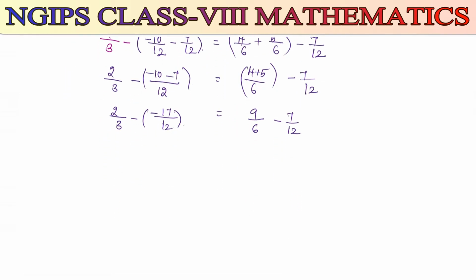Now here the LCM for 3 and 12 is 12. So I need to multiply both numerator and denominator of the first term by 4. So we'll get the denominators equal. 2 4s are 8 divided by 12. Minus of minus, you will get plus 17 divided by 12. So here denominators are same, 12. I am going to add the numerators, 8 plus 17. So 8 plus 17 is nothing but 25 divided by 12.